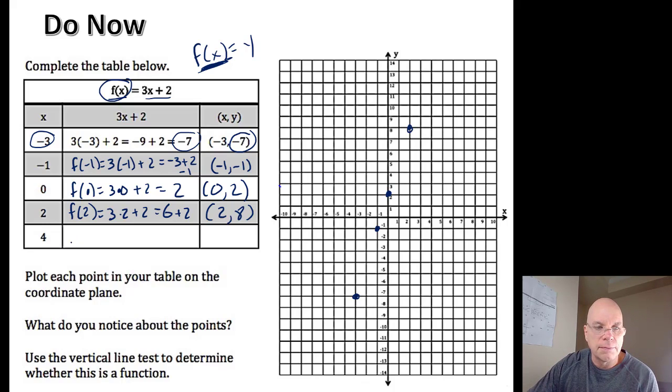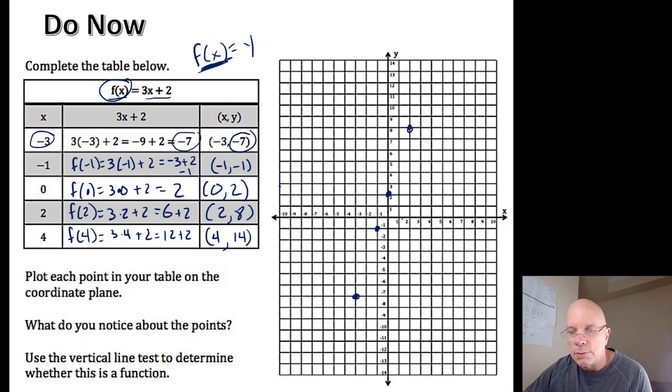And f of 4, 3 multiplied by 4 plus 2, 12 plus 2 is 14 for the y value, for the output when the input is +4. So +4, +14 would be right here. What do you notice about these points? You could draw a straight line through the points, which is easier said than done. It's easy on your notes, but not so easy on this.